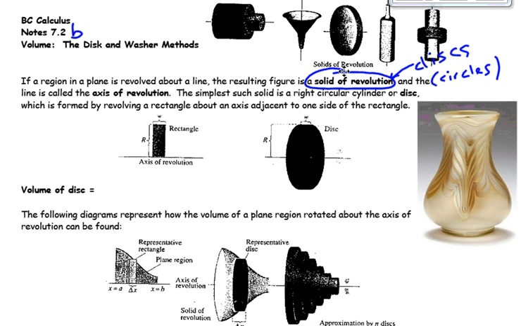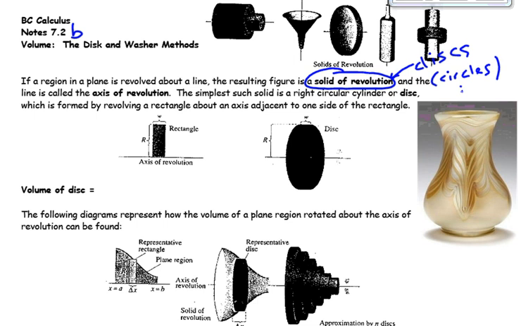Okay, so that's going to be our cross section. So with these known cross sections of flat bases, we had semicircles. So we had to cut that circle in half. But now we're actually going to be adding up a bunch of circles. So what you can think of, if you look at this vase here, this is a solid of revolution.